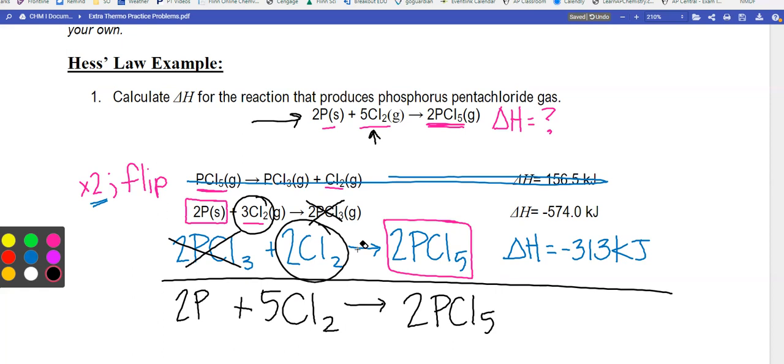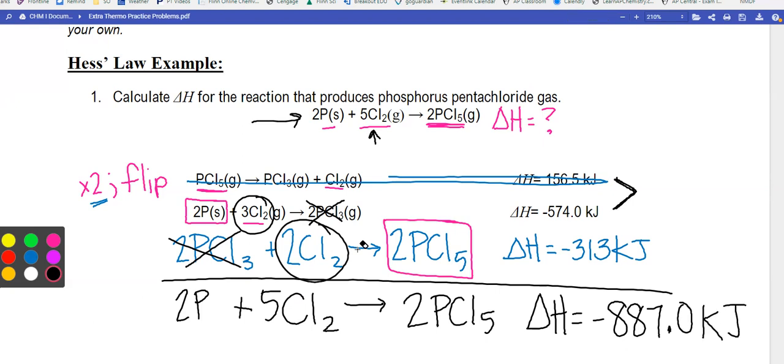So now, if we add together our negative 574 plus our negative 313, then that equals negative 887. Now, originally, since we had our 1 decimal place, let's keep our 1 decimal place here, and the label is kilojoules.